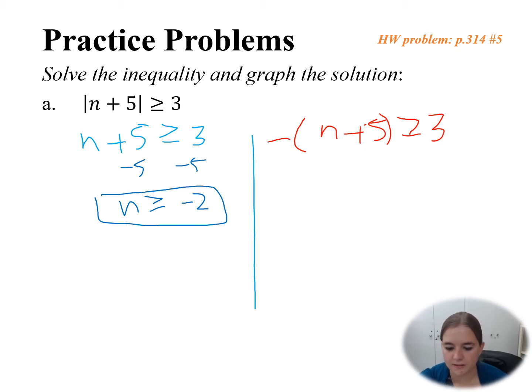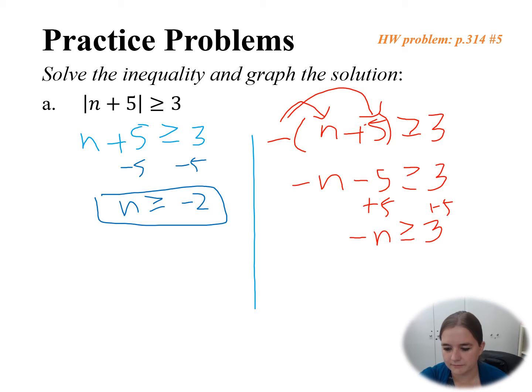But my case 2 situation, if that stuff on the inside is negative, well then I need to distribute that negative. That negative is really the same as a -1. So I get negative n minus 5 is greater than or equal to 3. To simplify, I add 5 to both sides, and I get negative n is greater than or equal to 3. Oh, sorry, not 3 anymore. I added 5 to it, so that's an 8. But now, to get n by itself, I need to divide by a -1. When I divide by -1, I get n by itself, but my inequality symbol flips. So n is less than or equal to -8.